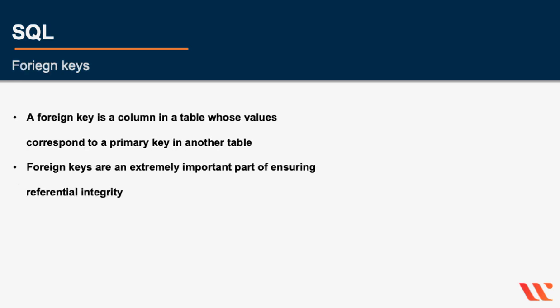Foreign keys. The foreign key is a column in a table whose values are the primary key in another table. So in our example, we saw that we have the employees table and we have the departments table, and we saw that the primary key from the departments table is the foreign key in the employees table. And that's how we were able to join them together.